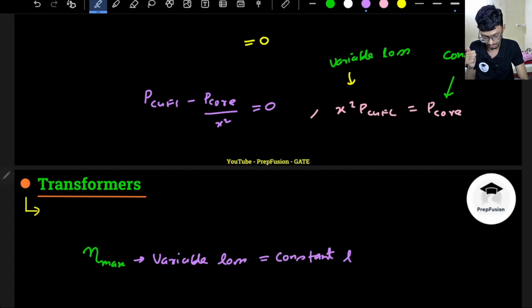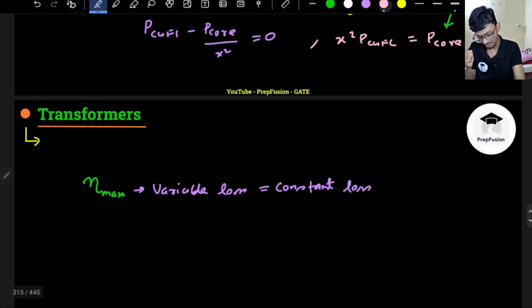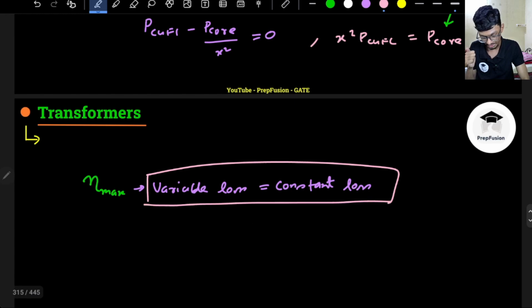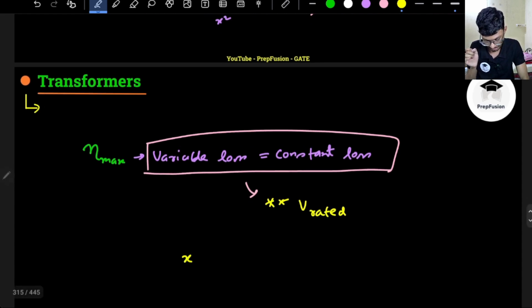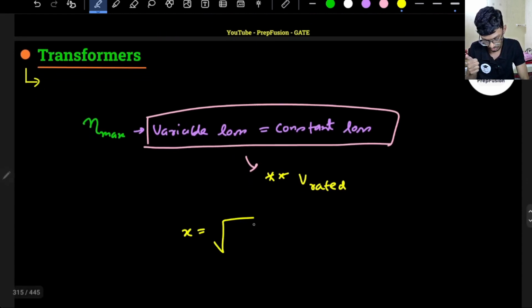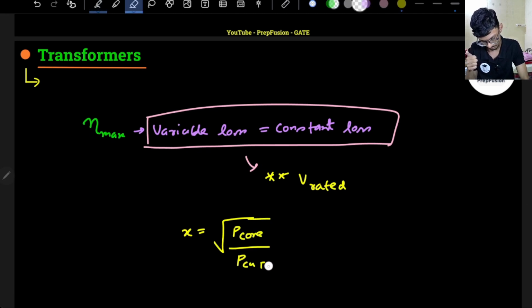But remember that this is applicable for that particular condition when the voltage is rated. Make sure to remember that my voltage here is V rated. It is only applicable for that condition when my voltage is rated. Got it? Very important point. So my x, what amount of loading I need, x will be equal to under root of P core by P_CUFL, full load copper loss. So very beautiful expression we get.